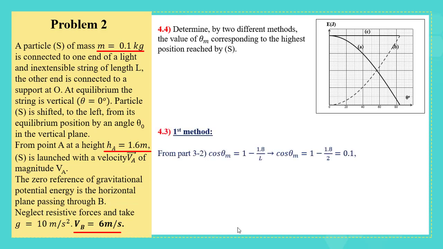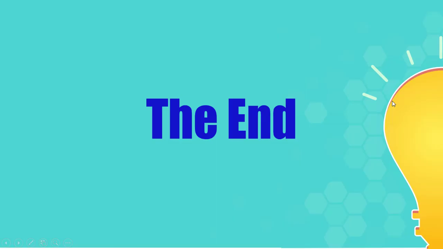Determine by two different methods the value of theta maximum corresponding to the highest position reached by S. First method. From part 3(2), cosine theta maximum equals 1 minus 1.8 over L. In this case, L is found, then theta maximum can be found also to be 84.2 degrees. The second method is graphically: for kinetic energy equals 0, theta maximum equals 84 degrees. This is the end of the second problem. Don't forget to resolve it again.